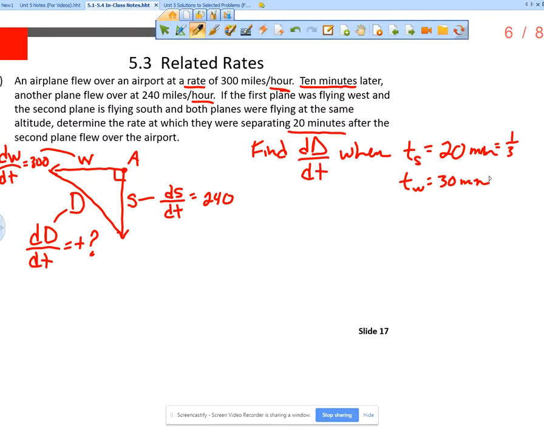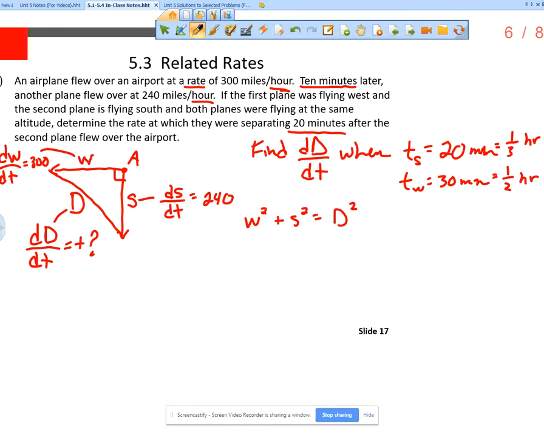And 30 minutes is 1/2 of an hour. So it is important that we understand that we do want to change those units. All right, so anyway, how are the variables related? W, S, and D. Well, this is actually just a Pythagorean Theorem problem. Okay, so W squared plus S squared equals D squared.